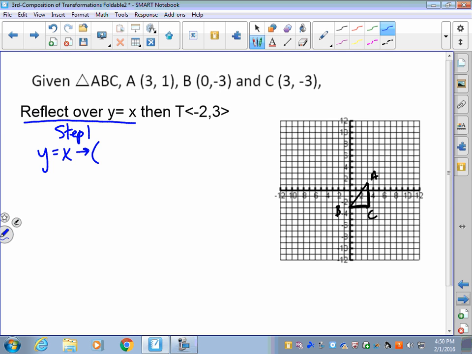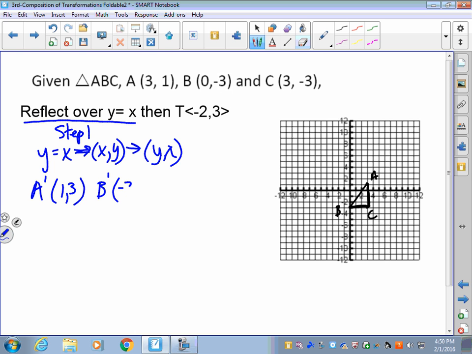So instead of having x, y, it's really going to become y comma x. So all I really need to do is come up with the new ordered pair, or switch the ordered pair for each coordinate. So A prime is going to be 1, 3, B prime, negative 3, 0, and C prime, negative 3, comma 3. So we're going to go ahead and graph those points.